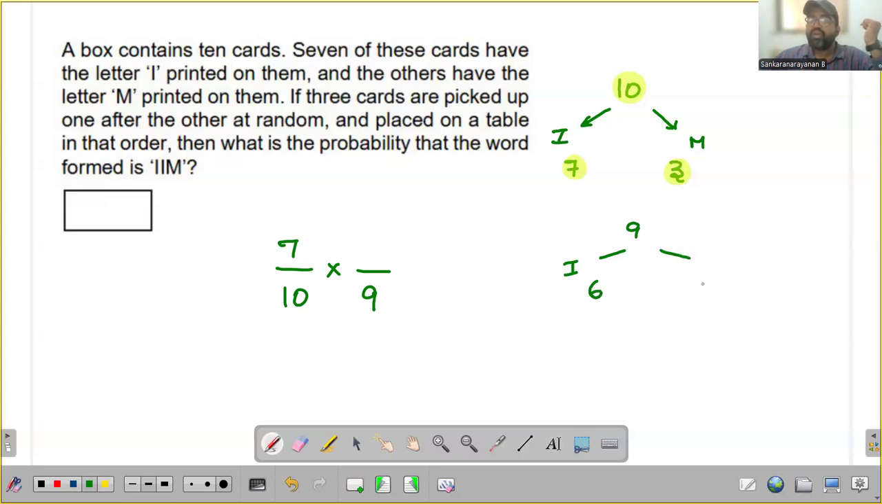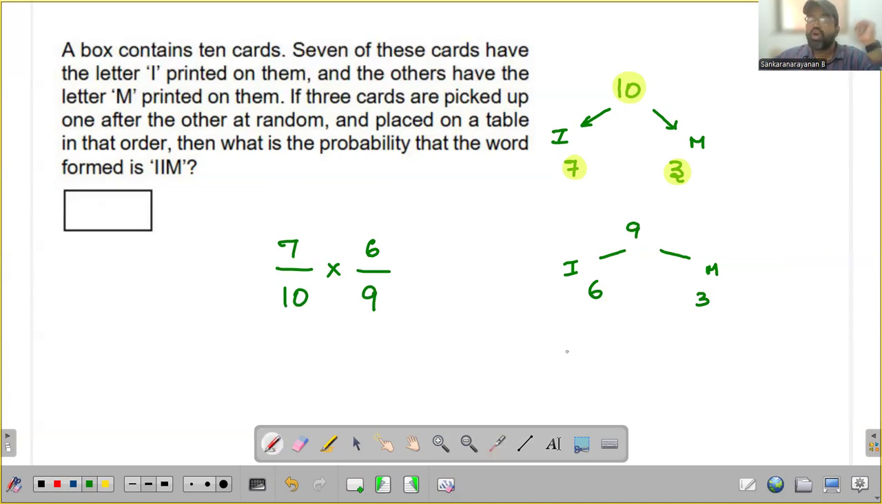Letter M, you can say 3 are there, right? After the first draw, it is over. Then you are left with 9 cards. 6 are there, I, and 3 are there, M. So the question is, what is the probability that the second one that you are selecting is also letter I? It will be 6 by 9. Got it? Because there are 6 favorable outcomes divided by the total number of outcomes, 9.